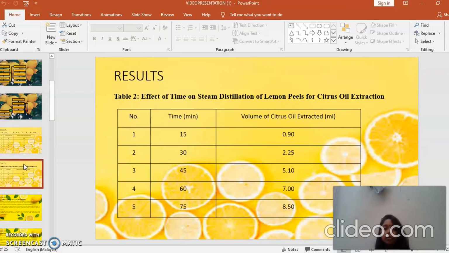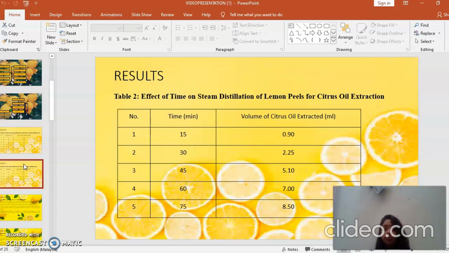And now, table number 2 is about effect of time on steam distillation of lemon peels for citrus oil extraction. Our reading is recorded at time 15 minutes and the volume of citrus oil extracted is 0.90 milliliter. At 30 minutes is 2.25 milliliter. At 45 minutes is 5.10 milliliter. At 60 minutes 7.00 milliliter. At 75 minutes is 8.50 volume of citrus oil extracted.